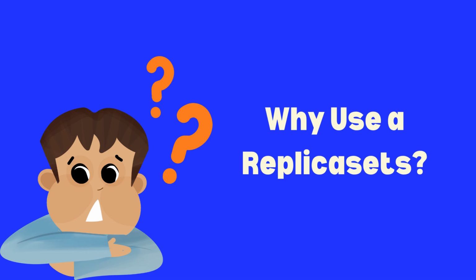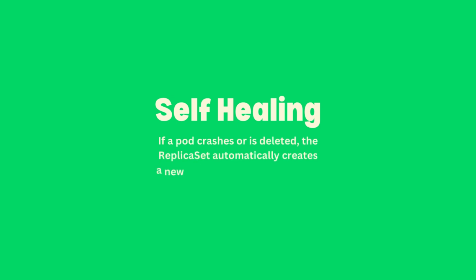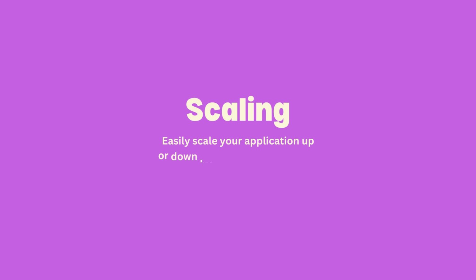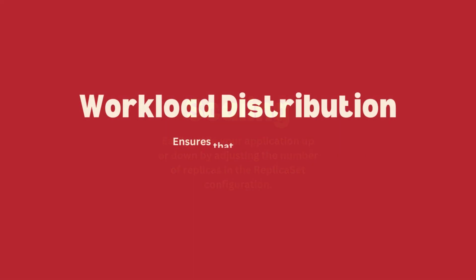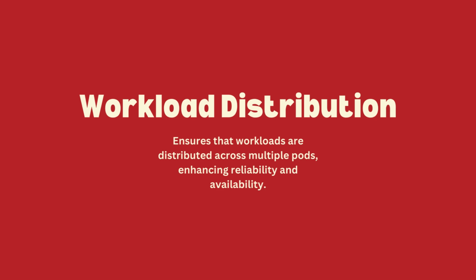But why use a replica set? Let's break down its key benefits. First one is self-healing. If a pod is deleted or terminated, the replica set automatically creates a new one to maintain the desired number of replicas. Second, scaling. You can easily scale your application up or down by adjusting the number of replicas in the replica set configuration. Third is workload distribution. A replica set ensures that workloads are distributed across multiple pods, enhancing reliability and availability.